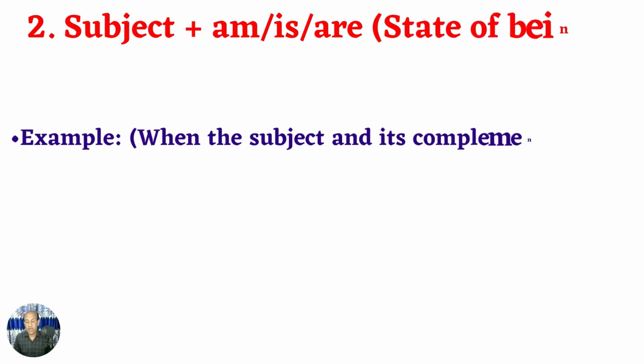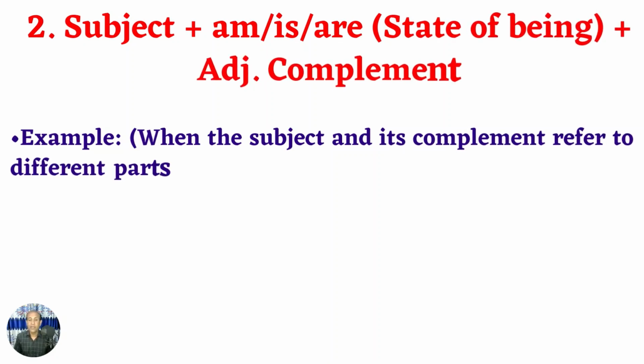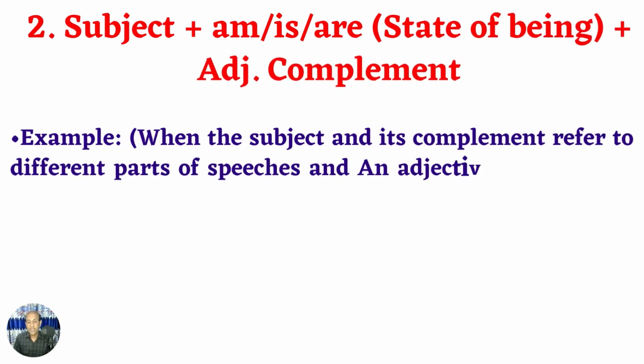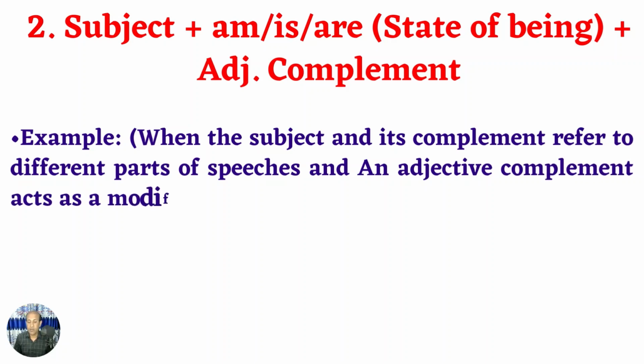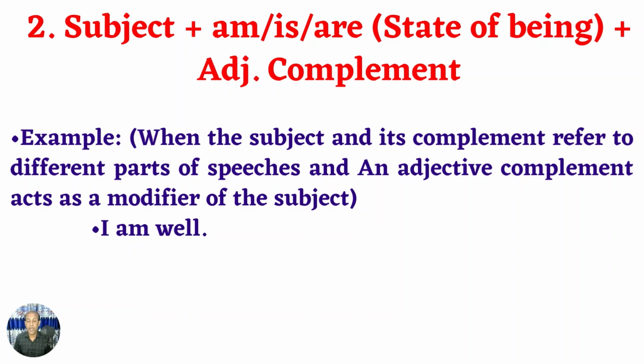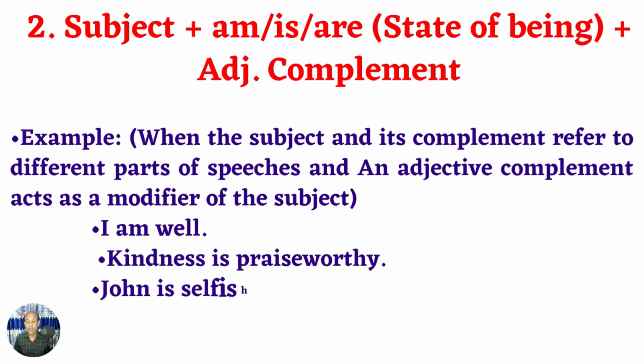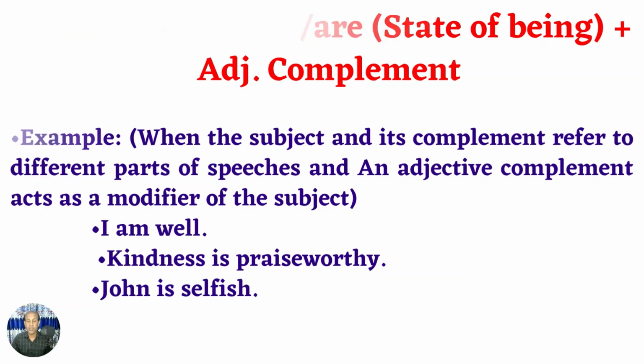Structure number 2: subject plus am/is/are, our state of being again, and here we use an adjective complement. We use it when the subject and its complement refer to different parts of a species, and an adjective complement acts as a modifier of the subject. I am well. Kindness is praiseworthy. John is selfish.